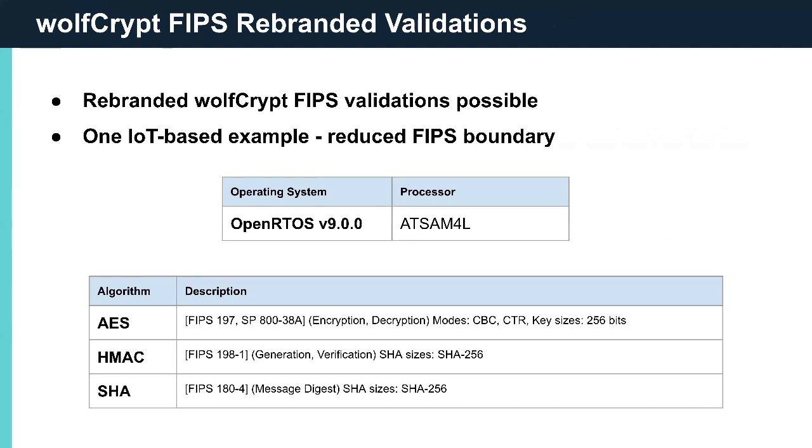We can rebrand wolfCrypt FIPS validations when possible, or if needed. We can reduce or expand the algorithm boundary. One example of reducing the algorithm boundary was on an OpenRTOS device. You could think of it as kind of a smart watch, where it didn't have a lot of memory, and we had to reduce it down to just 3 algorithms: AES, HMAC, and SHA.